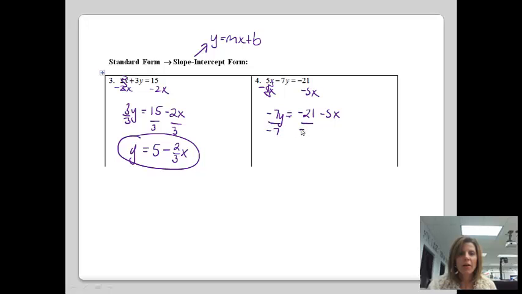We're going to divide all three parts by negative 7. So I'll get y equals negative 21 divided by negative 7 will be positive 3. And then here, a negative divided by negative is a positive. 5 divided by 7 does not work out nice, so we'll just leave it as 5/7 x. And then there we go. And again, we'd be ready to graph. So hopefully now you can convert something from a different form to slope-intercept form.